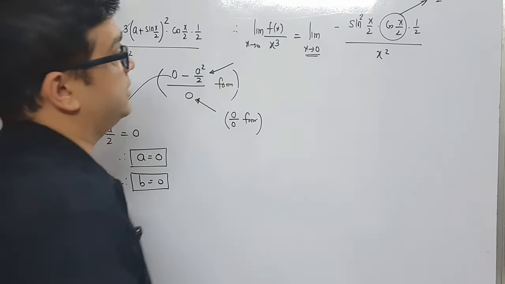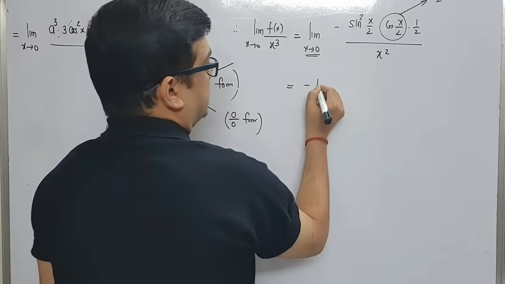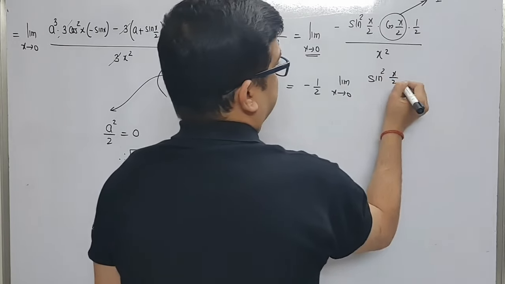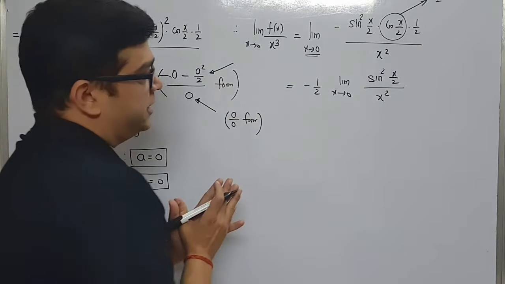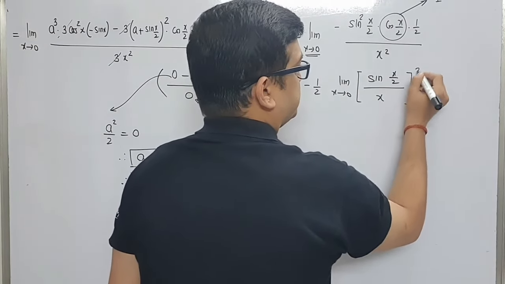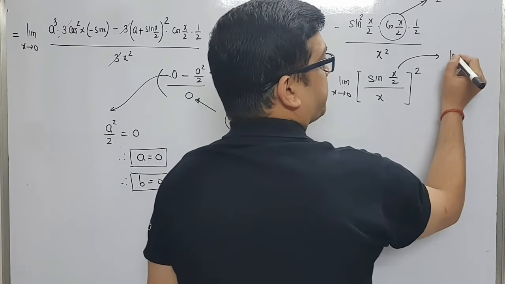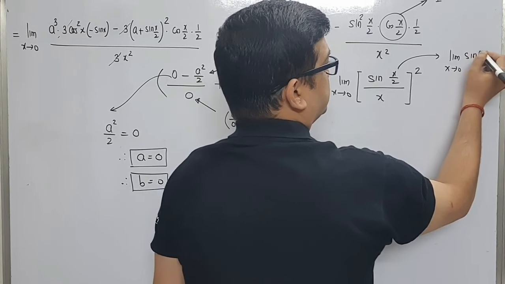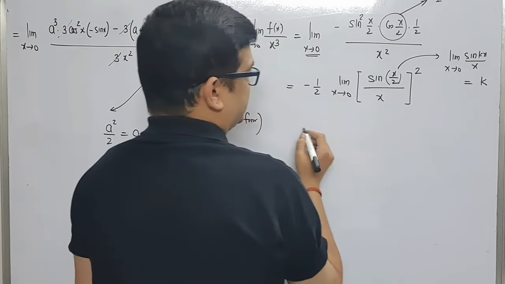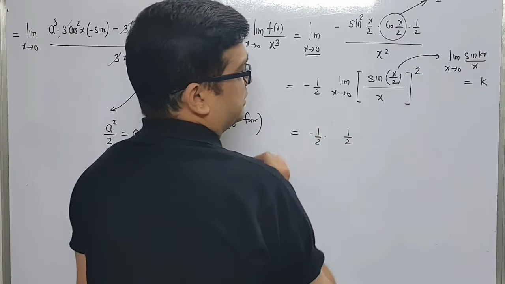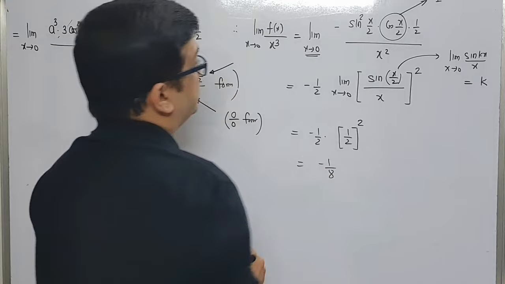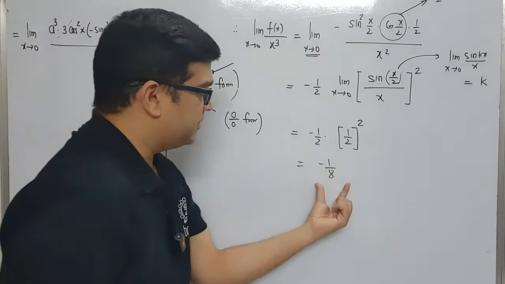Because cos of 0 is 1. And this 1 by 2 I can shift outside. This minus also I can shift outside. And this will be limit sine square x by 2 divided by x square. And what I can do is I can write down this as whole square. Now if you see this limit, we know the formula limit x tends to 0, sine kx upon x is k. So sine x by 2 upon x, that limit is going to be 1 by 2, the whole square. So final answer is minus 1 by 8. So this limit is coming out to be minus 1 by 8.